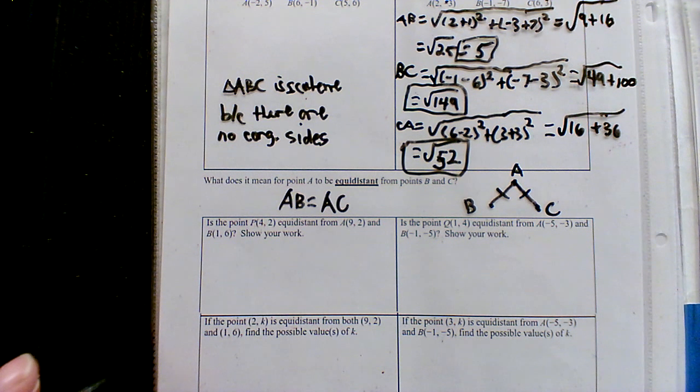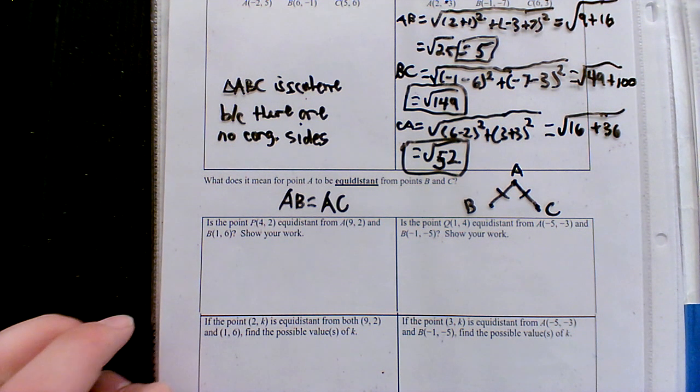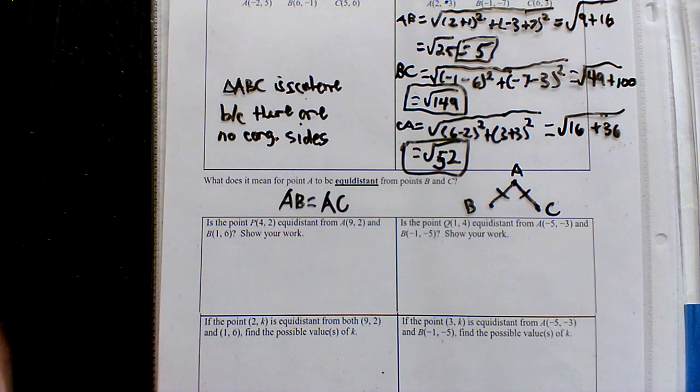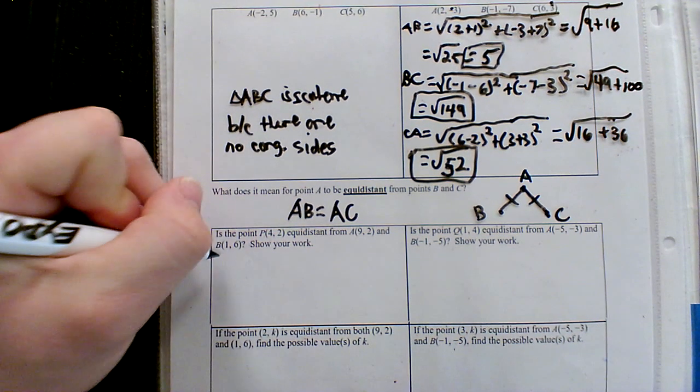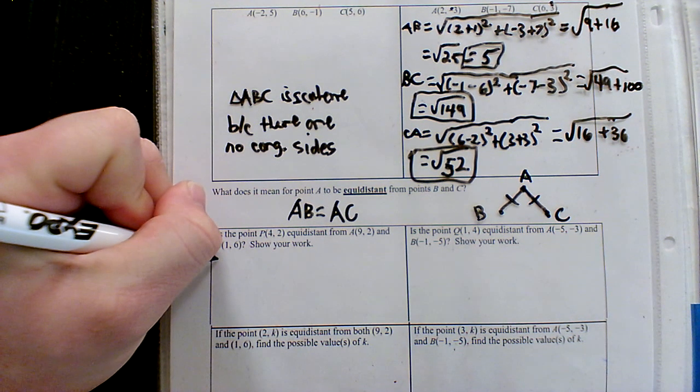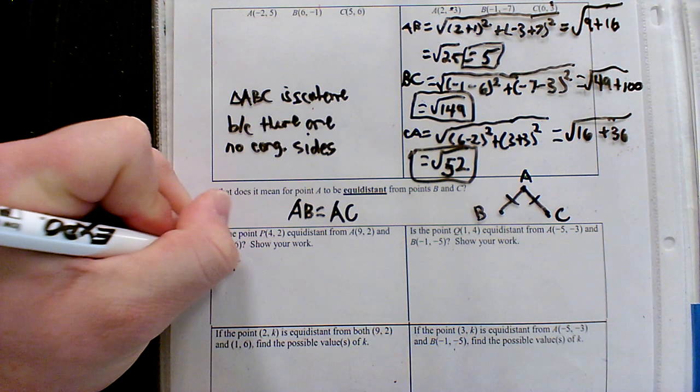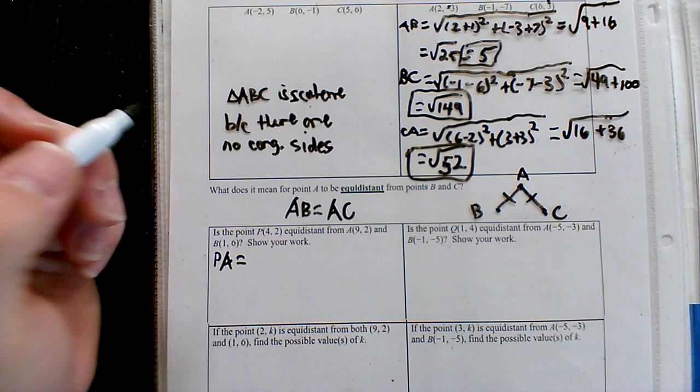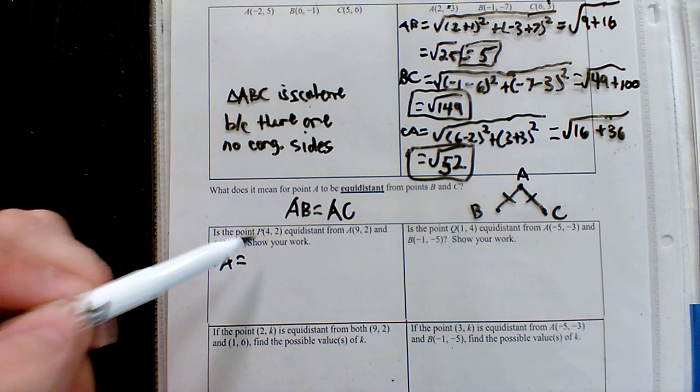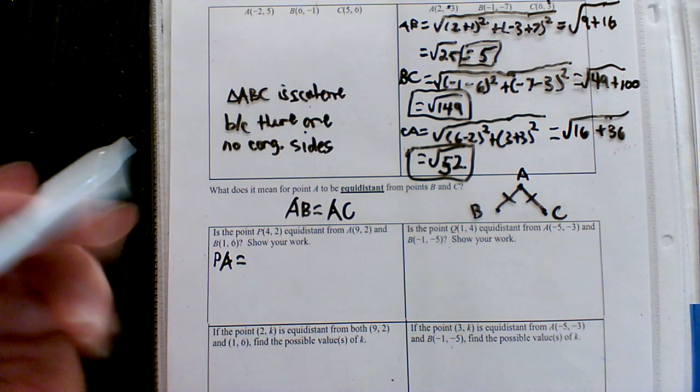Is the point P (4, 2) equidistant from point A (9, 2) and point B (1, 6)? Show your work. So we're going to use the distance formula again and find the distance between both of them to determine if it is the same distance. So first we will find from P to A, because we want to know if A and B are the same distance from P. So we're going to go from P to A.